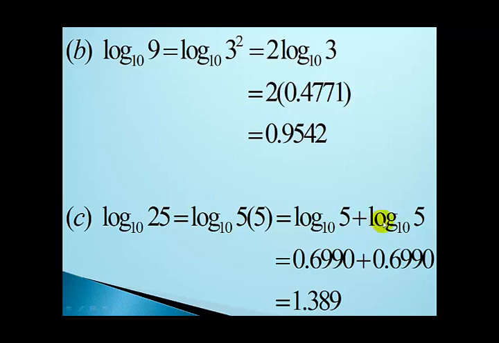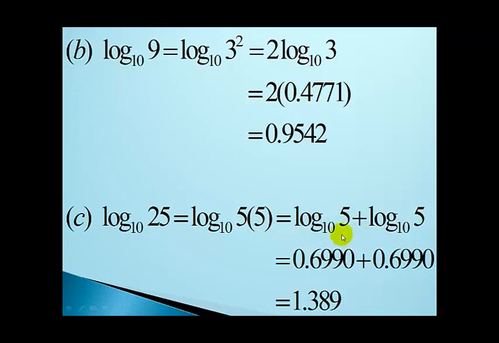Now we have log 5 to the base 10 plus log 5 to the base 10. When we split, the operation sign is plus because the numbers are multiplying: 5 times 5. Take note that 5 times 5 equals 25. So we are not changing anything. We are only applying the law. And that is how come we have log 5 to the base 10 plus log 5 to the base 10.